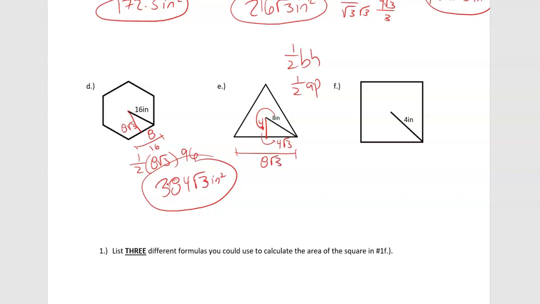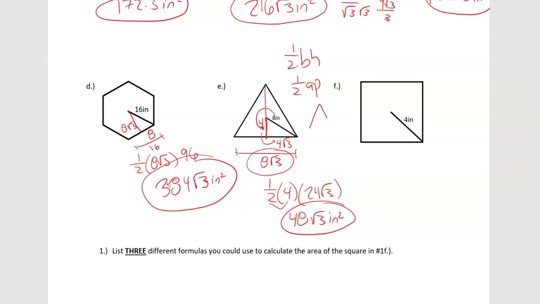And now we have everything we need for the formula. 1/2 apothem, which is 4, times perimeter. That's going to give you 24 rad 3. 24 rad 3. And that's going to be half of 4 is 2. 2 times 24 is 48 rad 3 inches squared. Now, if you wanted to go over and say that this was your base and you went over and found out what your height was, there is a 30, 60, 90 triangle embedded right here as well. And you could have done 1/2 base times height and you would have gotten the same exact answer.